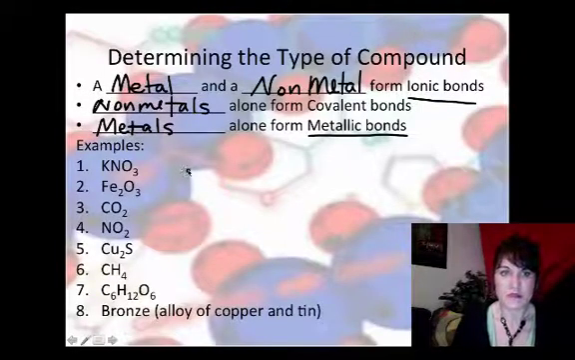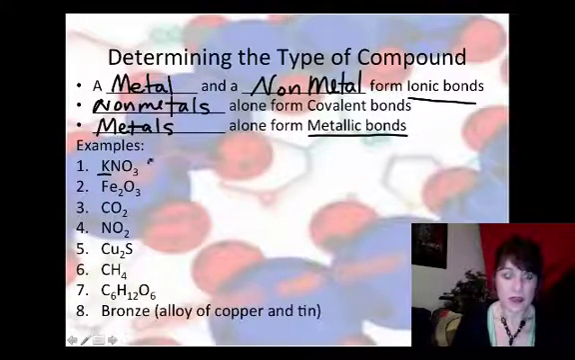So now let's look at some of these examples. Here I have KNO3. This is called potassium nitrate, and I notice right away K, potassium, is an alkali metal, and N is a nonmetal, so that's got to be ionic. The next one, number 2, is iron oxide. Iron is certainly a metal and oxygen is not, so that one's ionic.